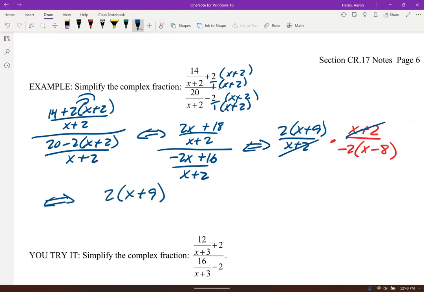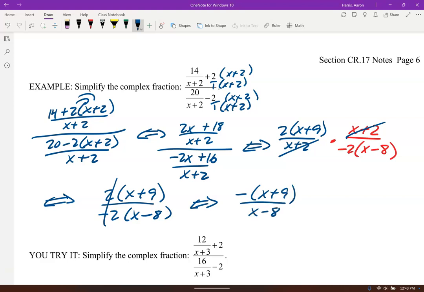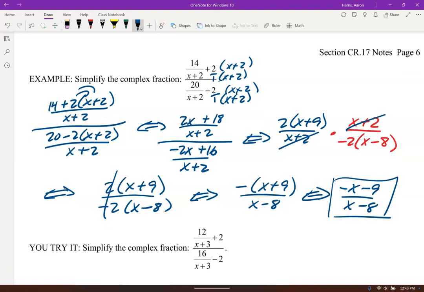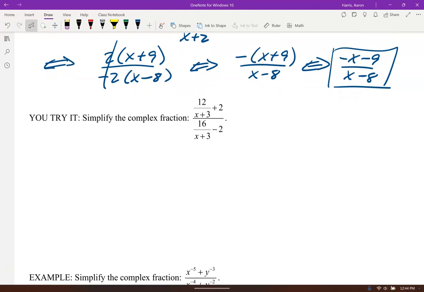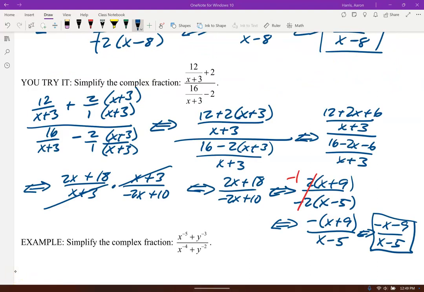So I'm left with 2x plus 9. On the bottom I got a negative 2x minus 8. 2 over negative 2 is a negative 1. So I'm going to take that negative 1 up top. And I really should distribute that, negative x minus 9 over x minus 8. Go ahead and try this one. Go ahead and check your work and pause it if you need to there.